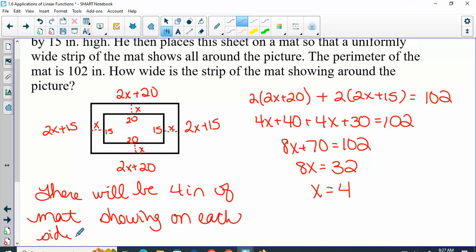questions about this? I did it a much different way. Okay. I just did 102 divided by 4.